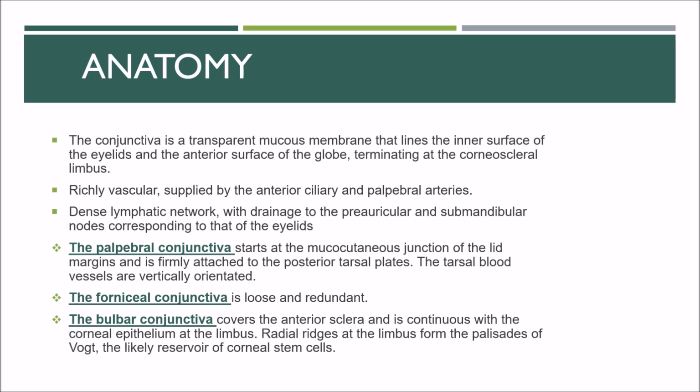The palpebral conjunctiva starts at the mucocutaneous junction of the lid margin and is firmly attached to the posterior tarsal plates. The tarsal blood vessels are vertically oriented. The corneal conjunctiva is loose and redundant. The bulbar conjunctiva covers the anterior sclera and is continuous with the corneal epithelium of the limbus. Radial ridges at the limbus form the palisades of Vogt, the likely reservoir of corneal stem cells.